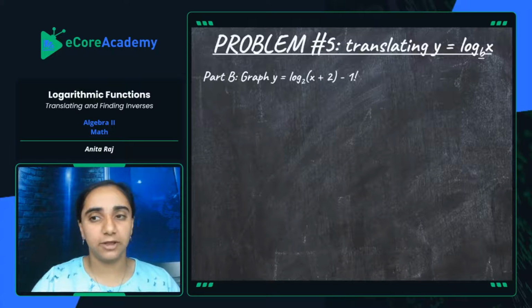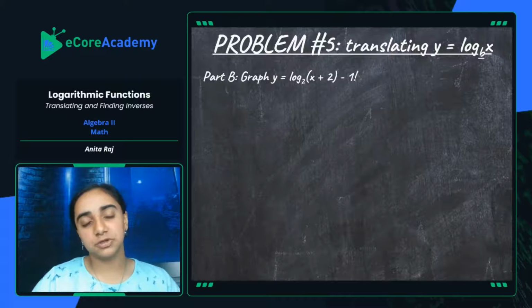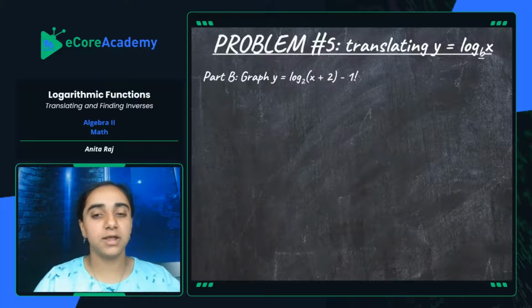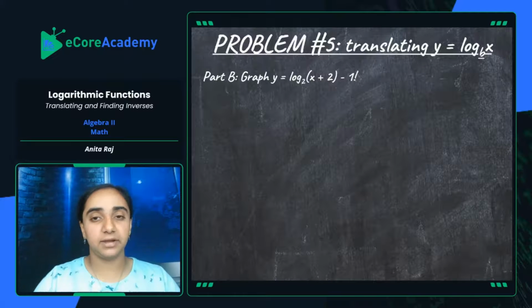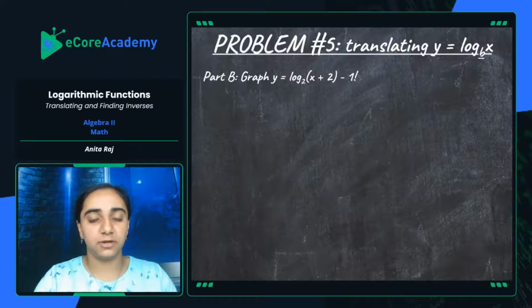Again, we're translating y equals log base b of x. So we're just going to be in this problem graphing y equals log base 2 of x plus 2 minus 1. X plus 2 is in the parentheses. Just keep that in mind. So again, we're working with that same format of log base b of x minus h plus k.